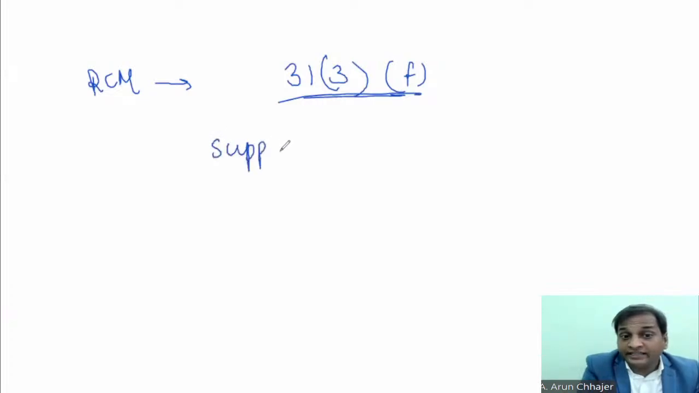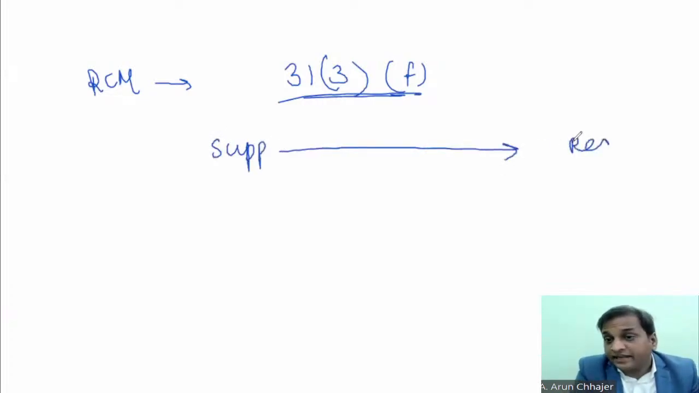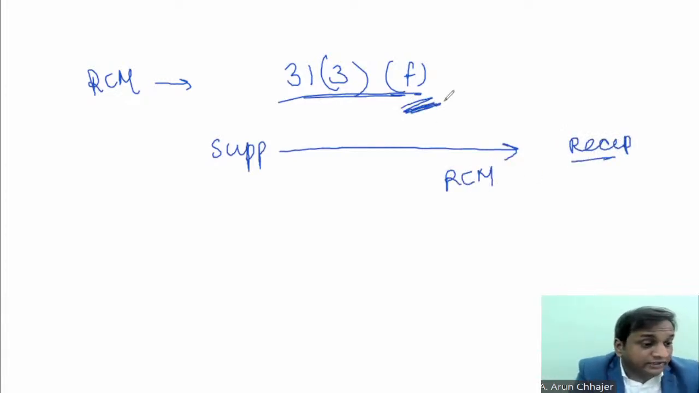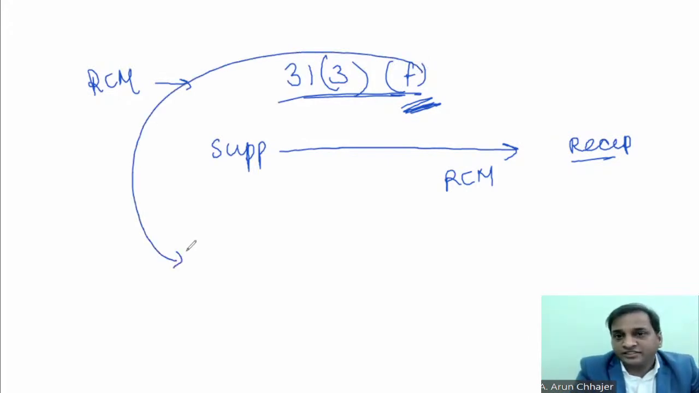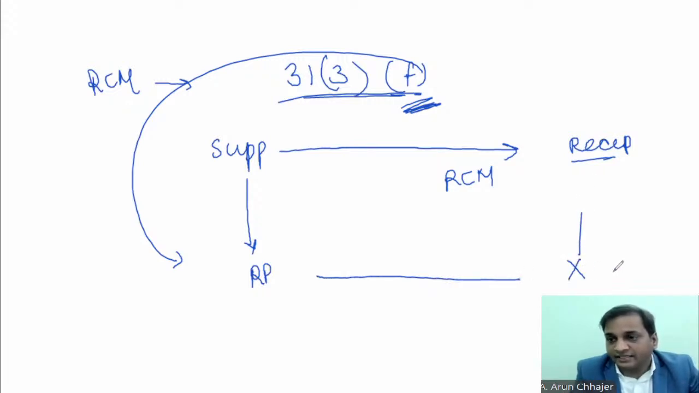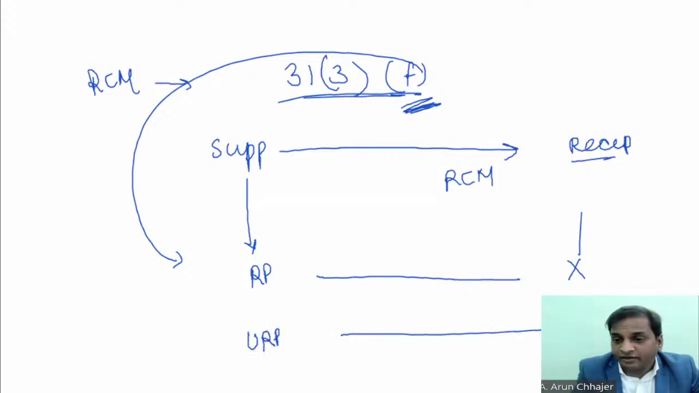Supplier is providing the supply on which the recipient is paying the tax under RCM. What is the requirement of clause F? Now listen. Clause F says if the supplier is registered, then the recipient will not make a self invoice. If the supplier is unregistered, then the recipient will make the tax invoice, the self invoice.